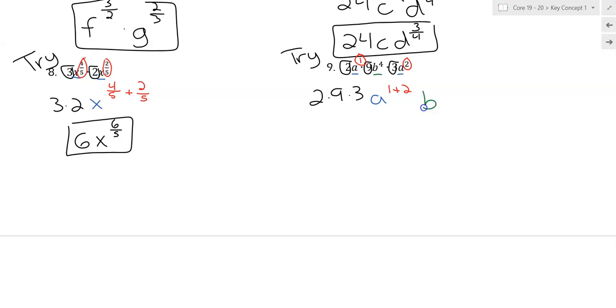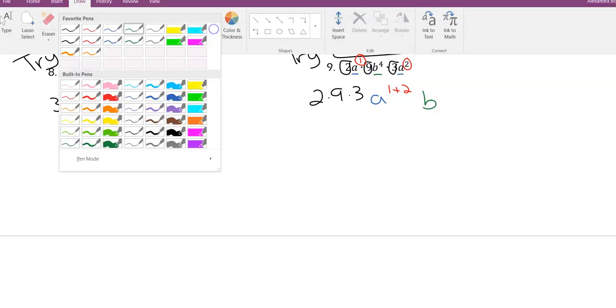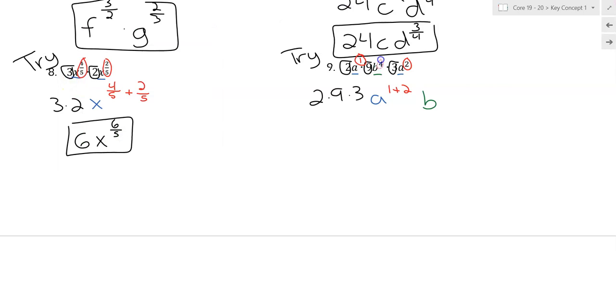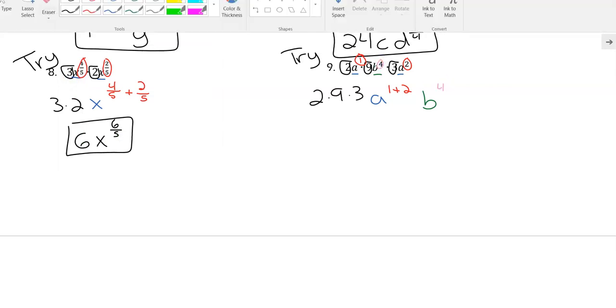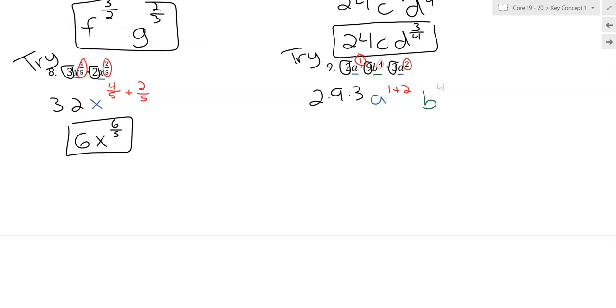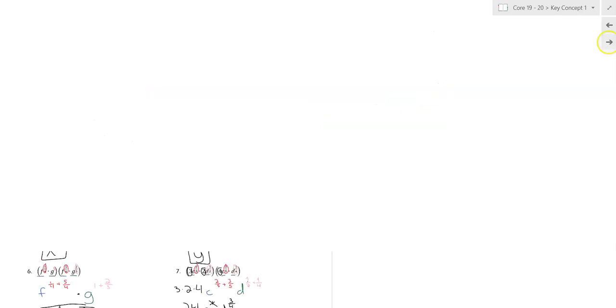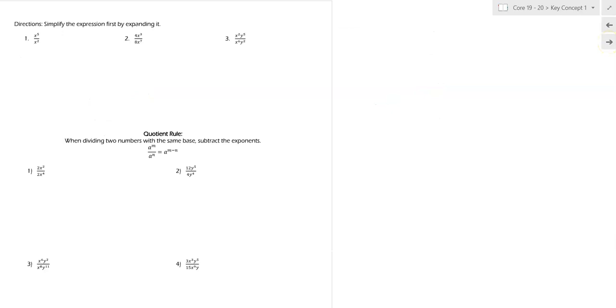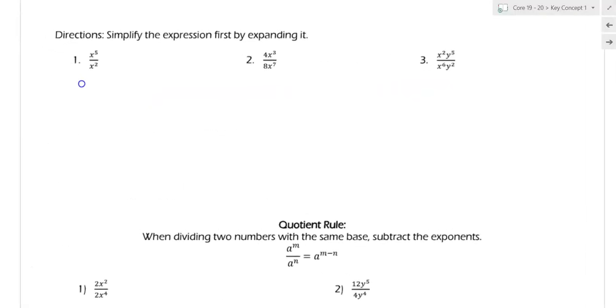Then I have B, and it has an exponent of 4. When I multiply these out, I get 54, A to the 3rd, B to the 4th. So again, if you tried it on your own and you did not get that, raise your hand, and we'll come around and help you. Otherwise, go ahead and turn to the next page.